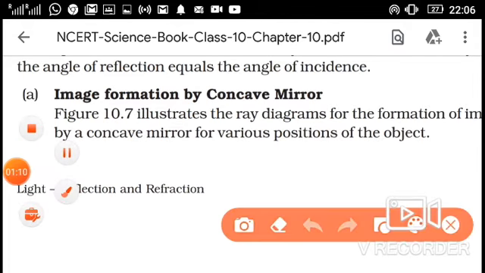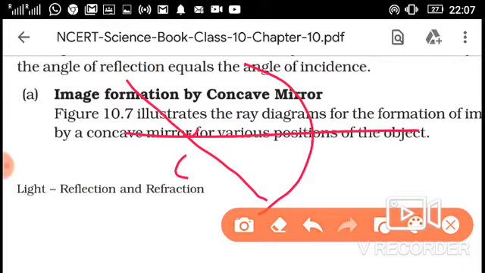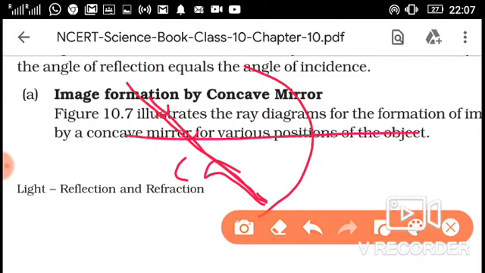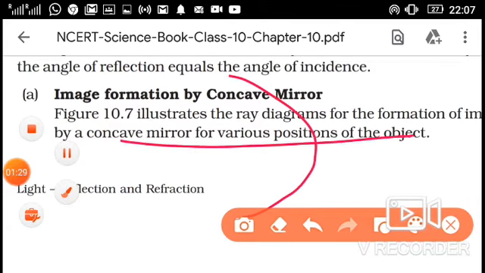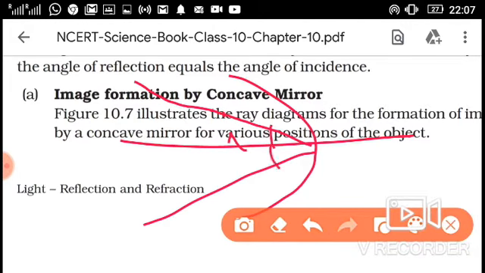Now the third rule, that is if a ray passes from center of curvature then after reflection it will go with the same path. Okay, not deviate it. Yeah, the last rule, this fourth rule, if a ray of light makes an angle I, suppose it makes 30-degree angle, then the reflection angle will be same. Means angle of I and angle of R, the both should be equal. This is the fourth rule.